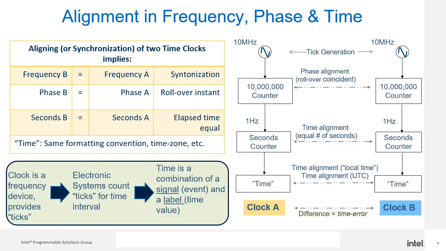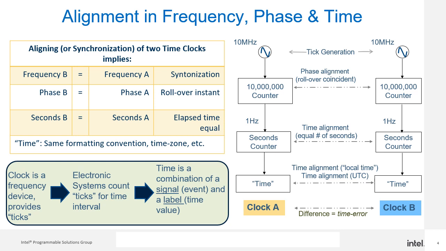So when we have two clocks, we can consider whether they are quote unquote equal, and the notion of equality or alignment or synchronization of two time clocks implies that they are equal in frequency, phase, and time. So what do we mean by alignment in frequency? I've done this by taking two clocks. At the base level, you have the tick generation. If the tick generation is the same rate, they are aligned in frequency, and this is known as synchronization.